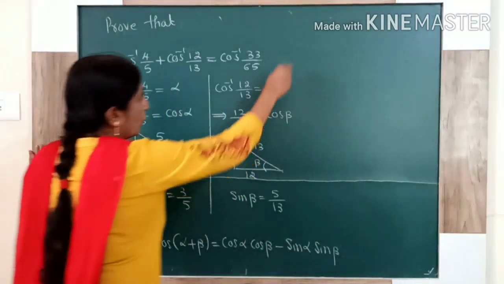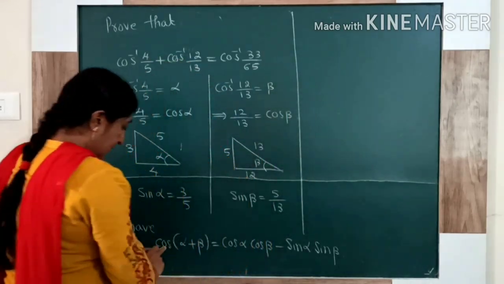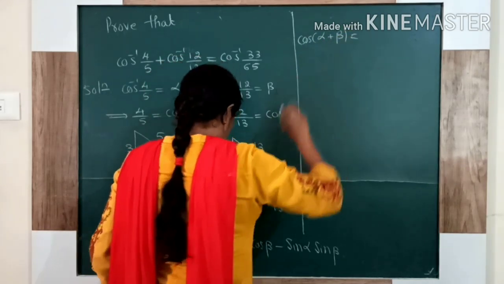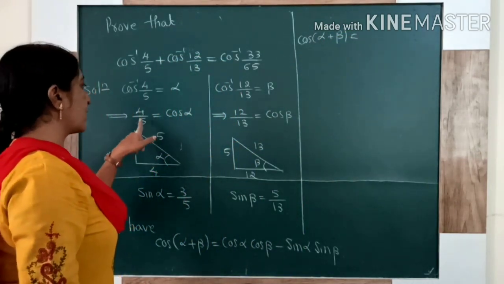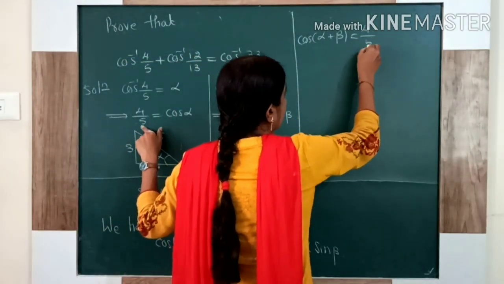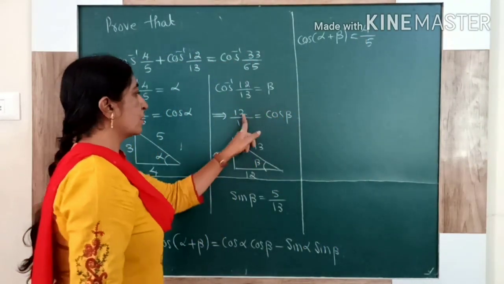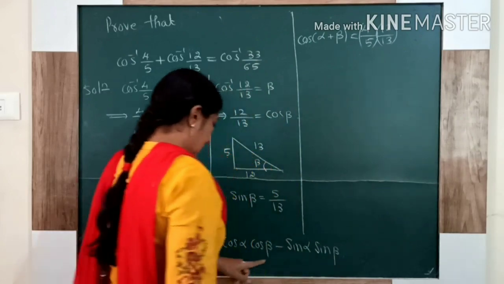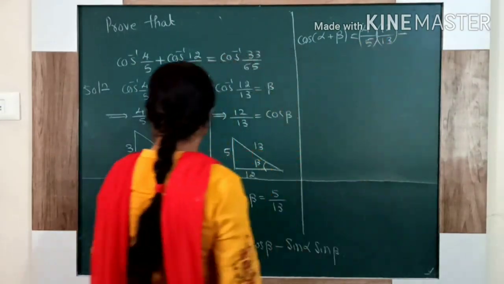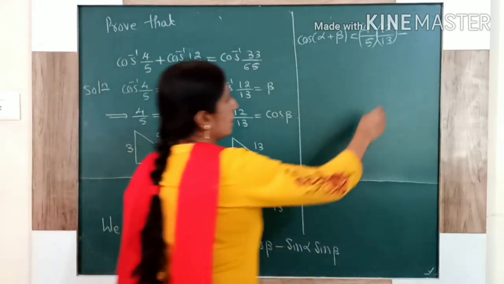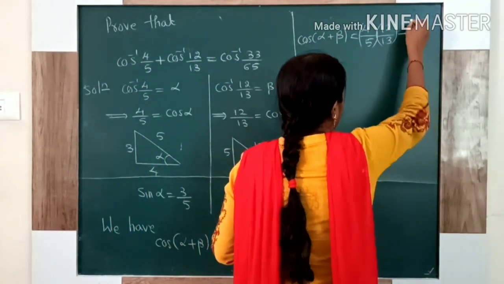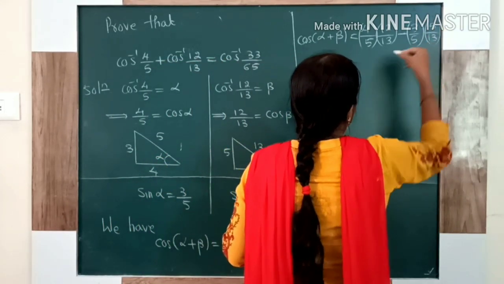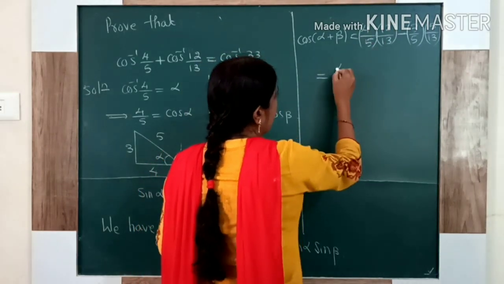So after writing this formula, keep this LHS as it is. Cos alpha plus beta. See, what is cos alpha? Cos alpha is 4 by 5. Then cos beta is 12 by 13. After that, in the middle we have a minus. And what is sin alpha? Sin alpha is 3 by 5. And sin beta is 5 upon 13. After that, just multiply this.